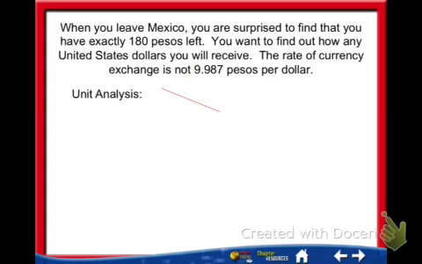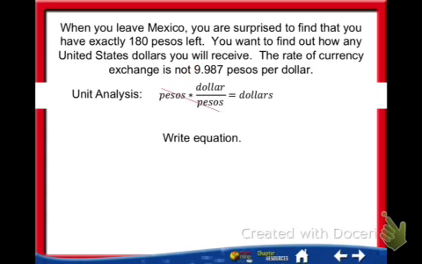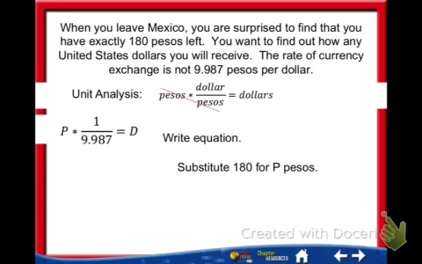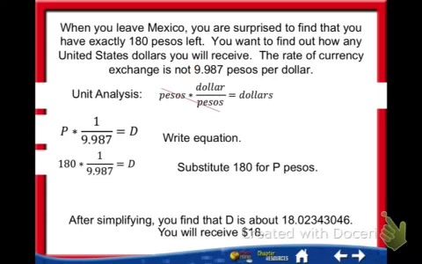Again, we use our unit analysis. This time, pesos times the dollar amount over peso equals dollars. We'll write our equation. P times 1 over 9.987 equals D. P stands for pesos, D stands for dollars. Substitute 180 for P. After you simplify, you'll find that D is about $18.